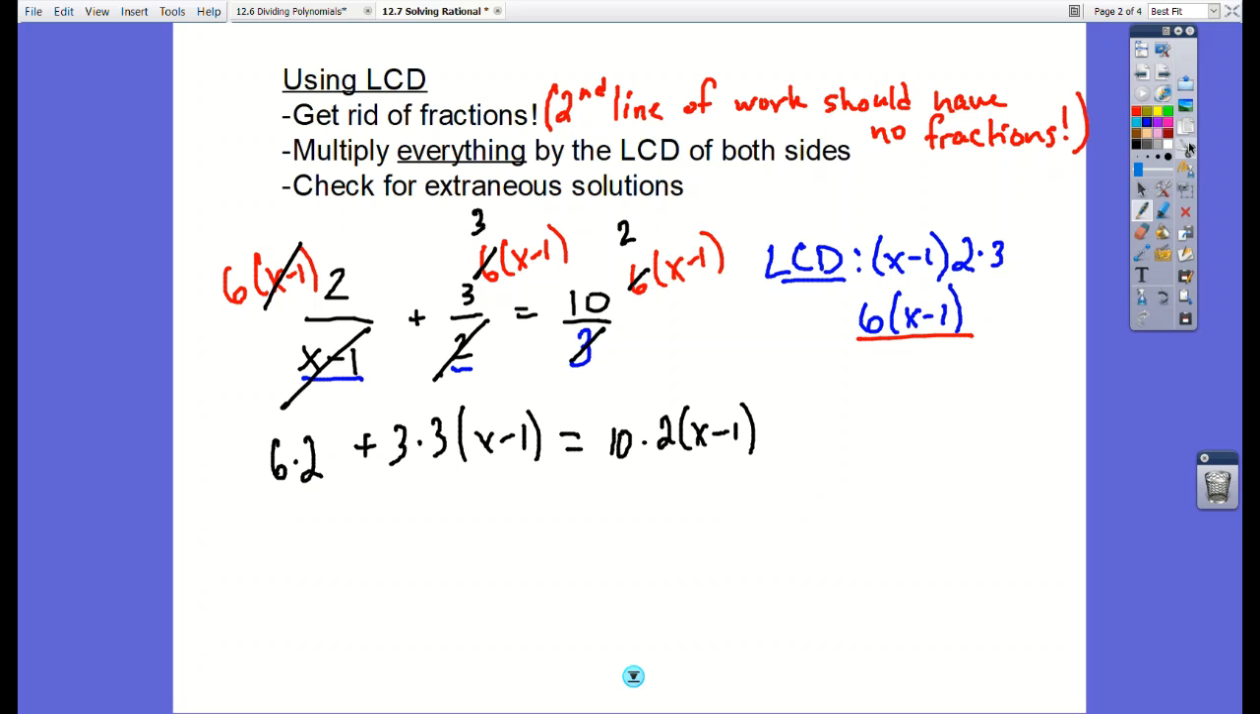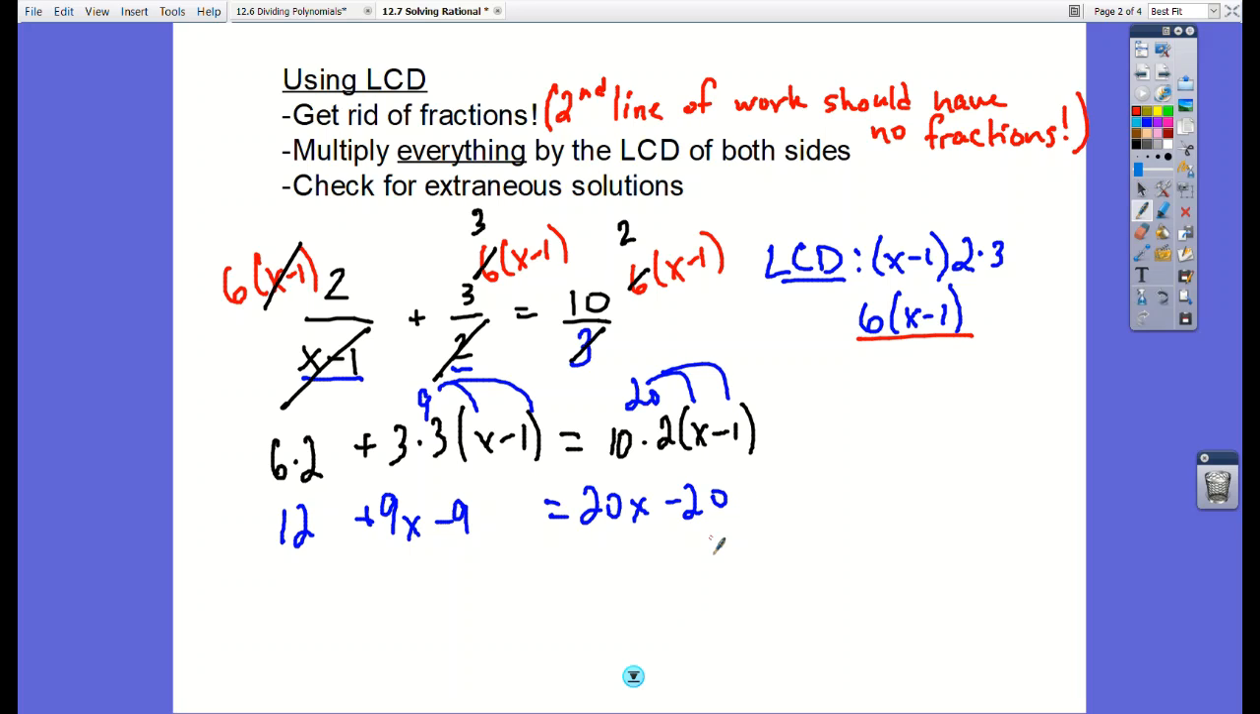Now we do actually need to do the multiplication here, right? So this is a 12. 3 times 3 is 9, and then you distribute the 9. So plus 9x minus 9. 10 times 2 is 20, so distribute the 20: 20x minus 20.